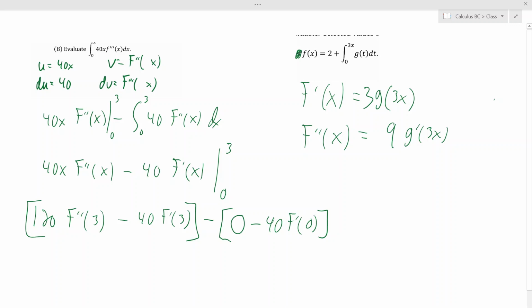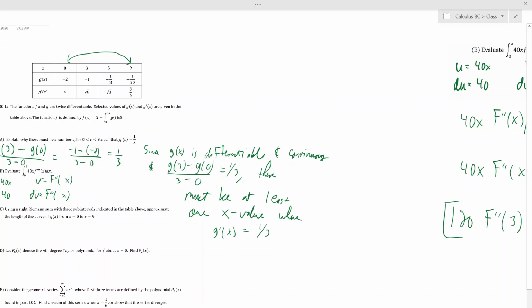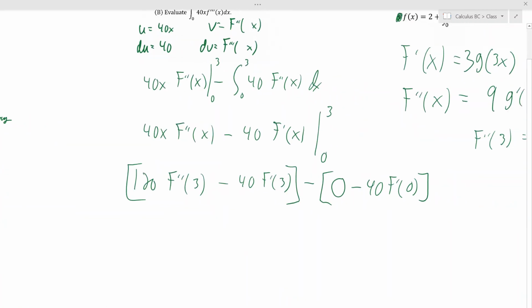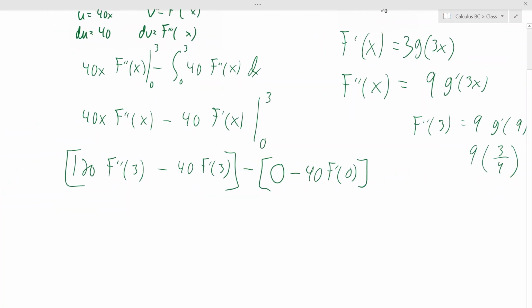And we need to know what's f double prime of 3, and what's f prime of 3, and what's f prime of 0. So f double prime of 3 is going to be 9g prime of 9, which they gave us way over here. G prime of 9 is 3/4. Cool. So times 9 is 27/4. So that's f double prime of 3.